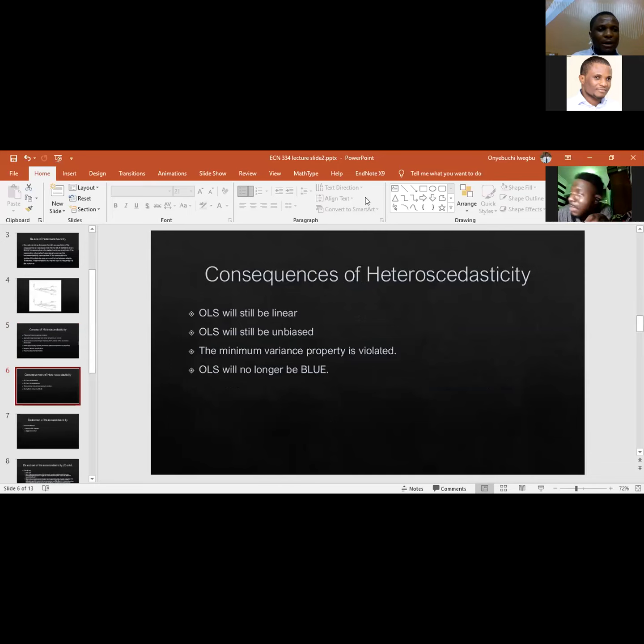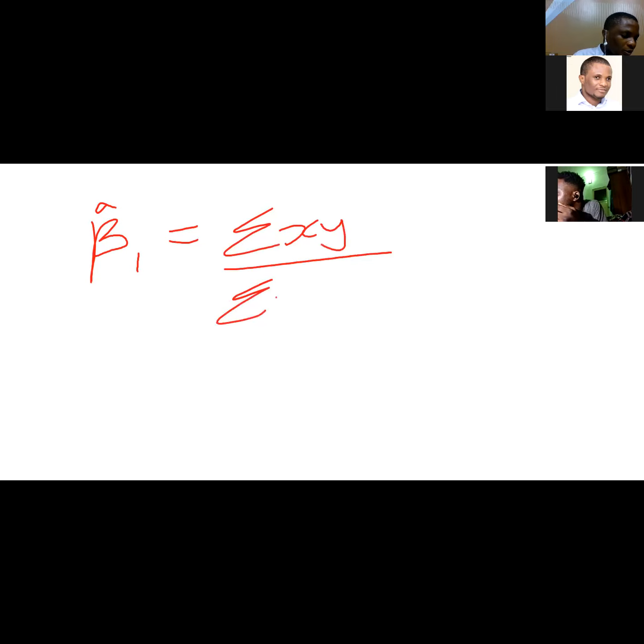What does that mean? All right. It means that when we have heteroscedasticity, and we say that our OLS estimation will still be linear, we are actually saying that, for example, beta 1 hat is equal to expectation of xy, summation xy over summation x squared.